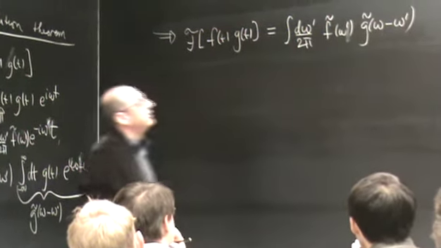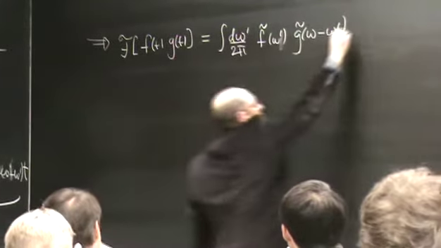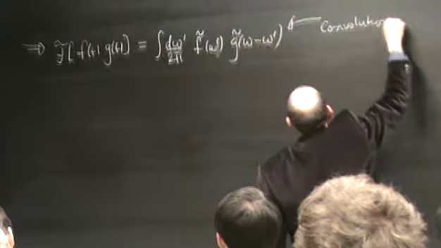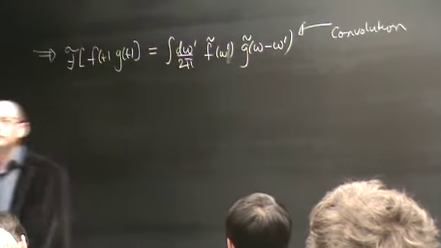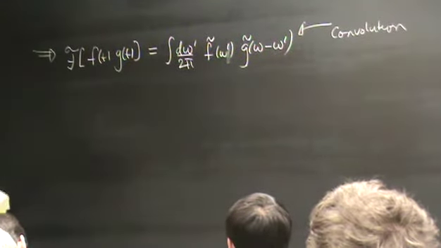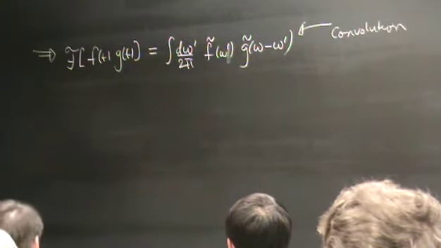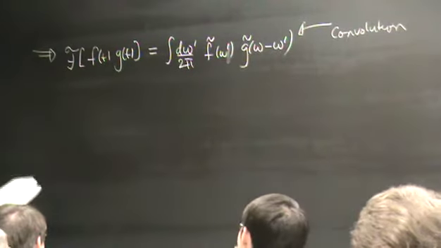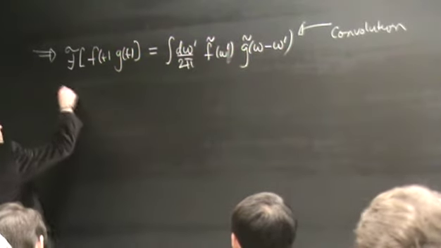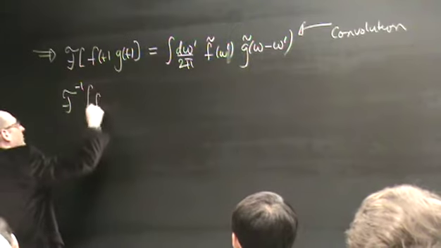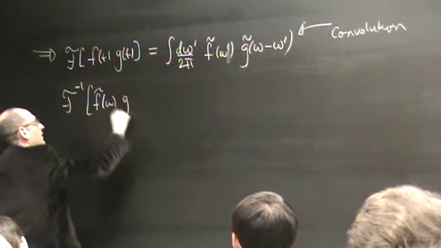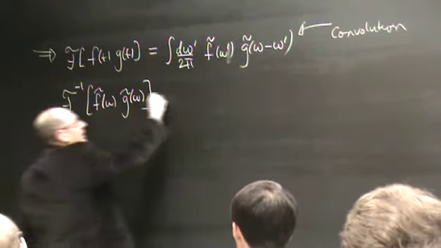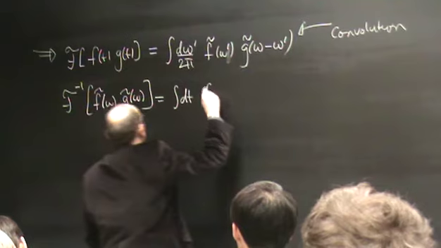Between the two functions. So this is what's called the convolution. Convolving two functions together. Okay, you shift one relative to the other and integrate over the shift variable. That is the convolution. And similarly, the inverse Fourier transform of the product of two Fourier transforms is the convolution of the signals.